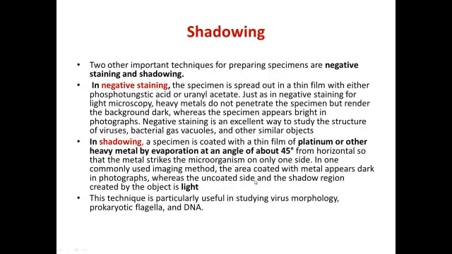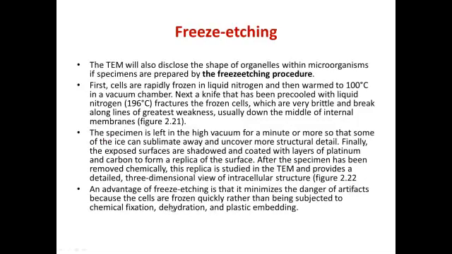In one commonly used imaging method, the area coated with the metal appears dark in the photographs, whereas the uncoated side, the side where the platinum coating has not happened, will appear lighter in color, and in this way it will be easier for the eye to detect the different components of the cell. This technique is particularly useful in studying the morphology of the viruses, prokaryotic flagella, and the DNA.